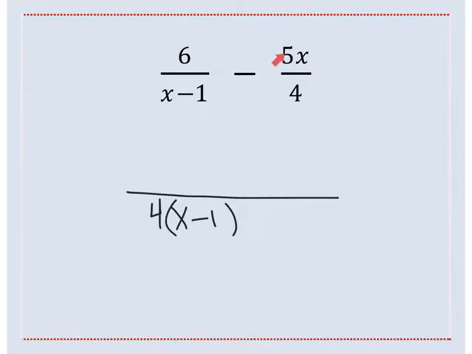So if this is one term, this is going to change to negative. If this had two terms, you would distribute the negative to everything up here. So I'm going to actually distribute the negative to the 5x so I can change that to a positive. On my first fraction, the denominator is missing a 4. My second fraction, the denominator is missing an x minus 1.